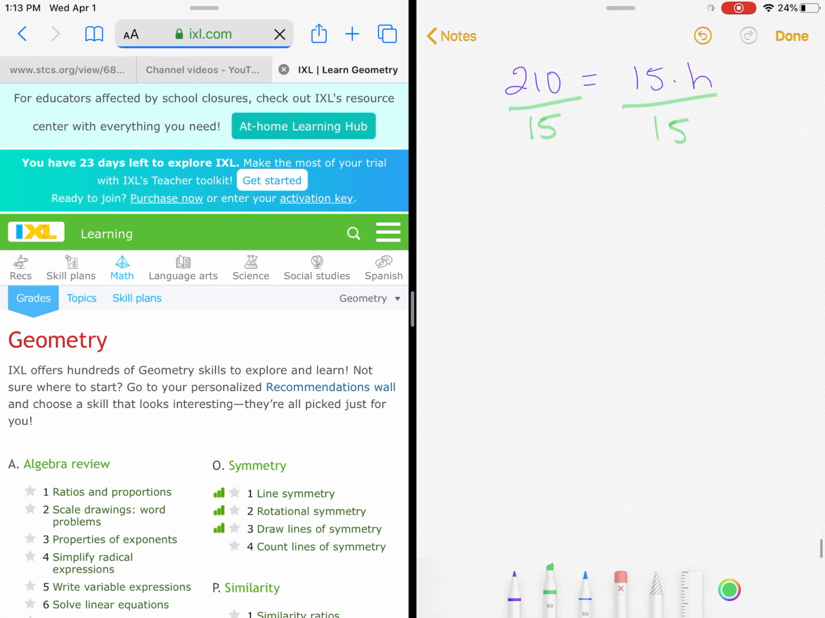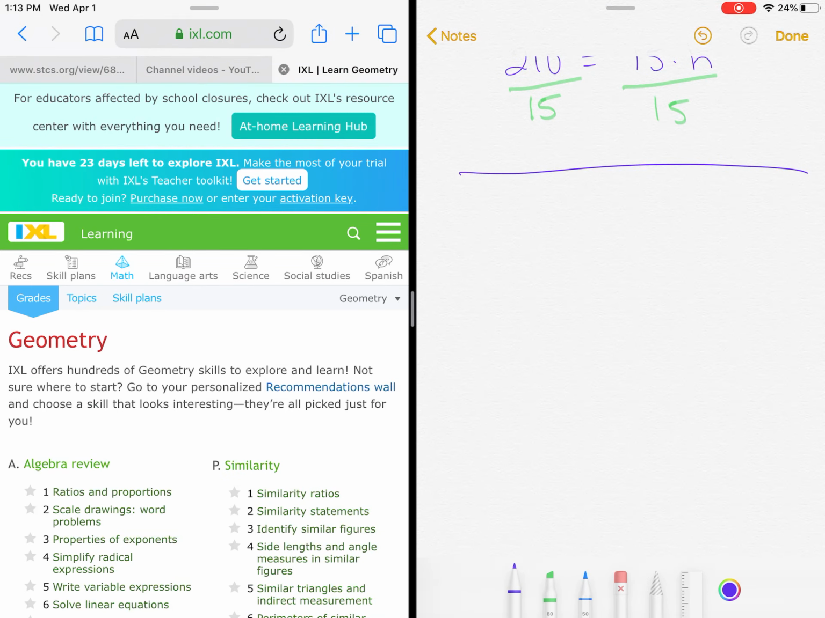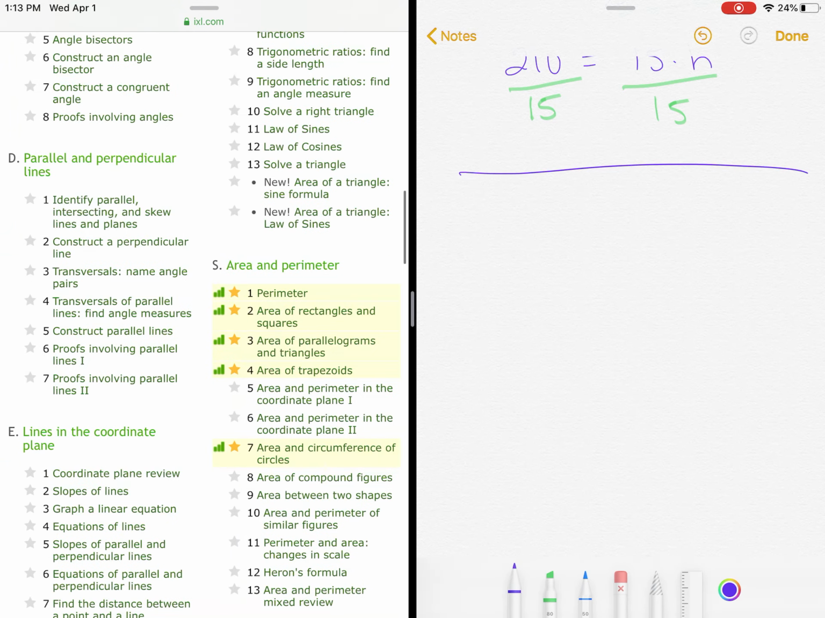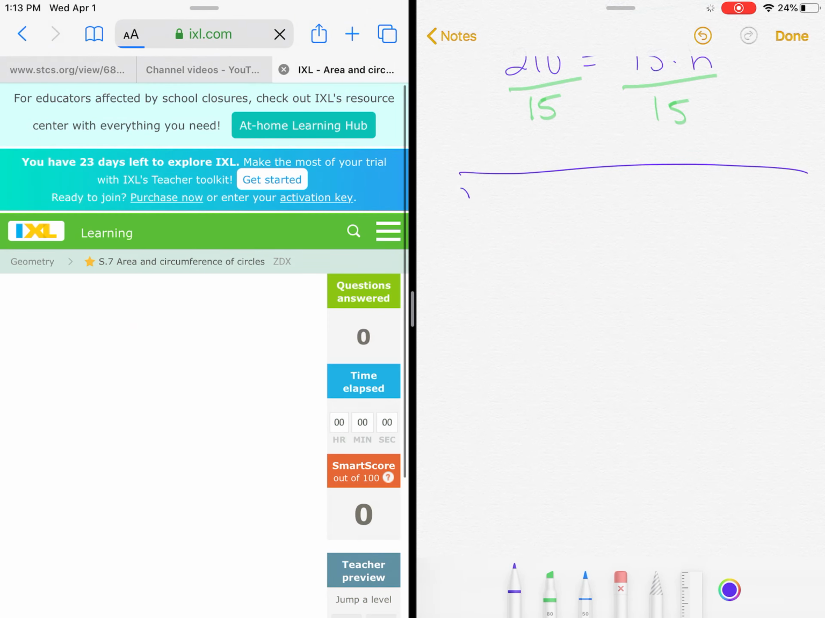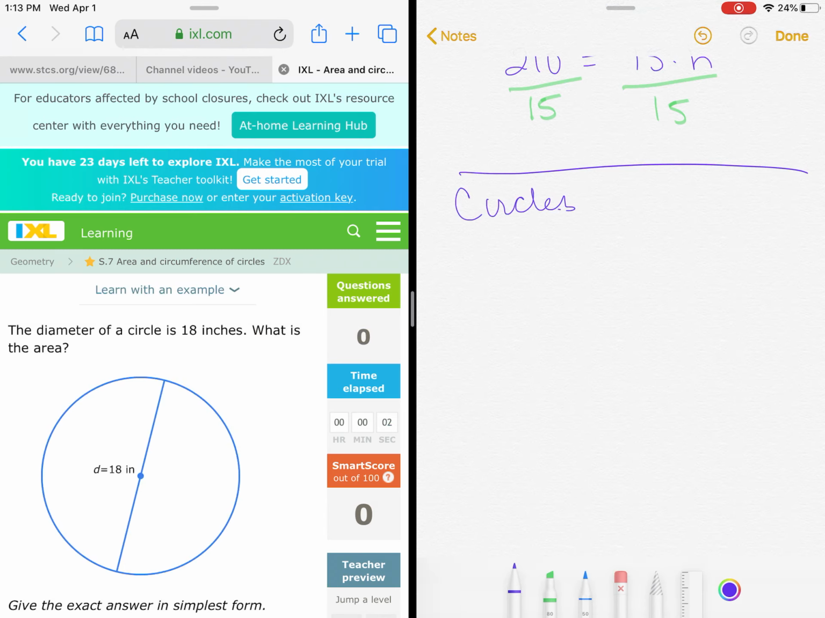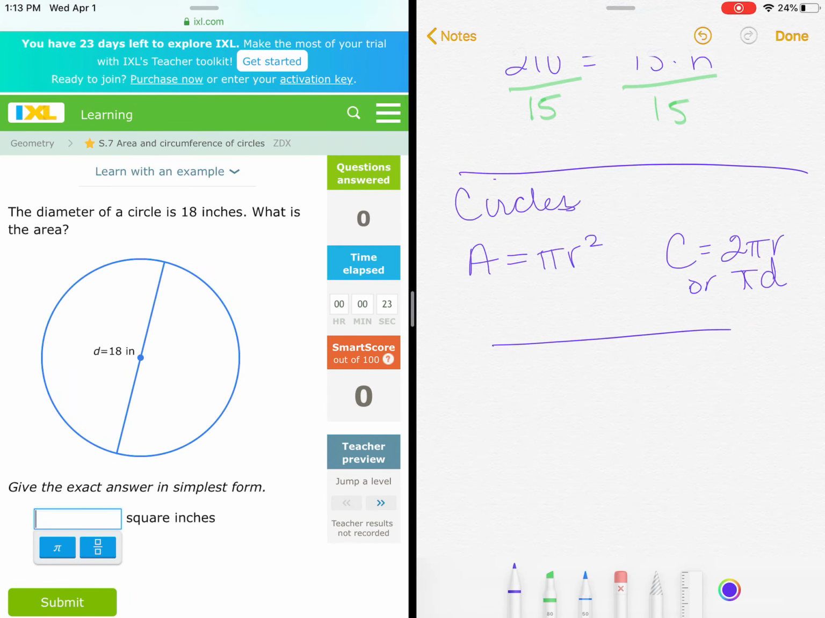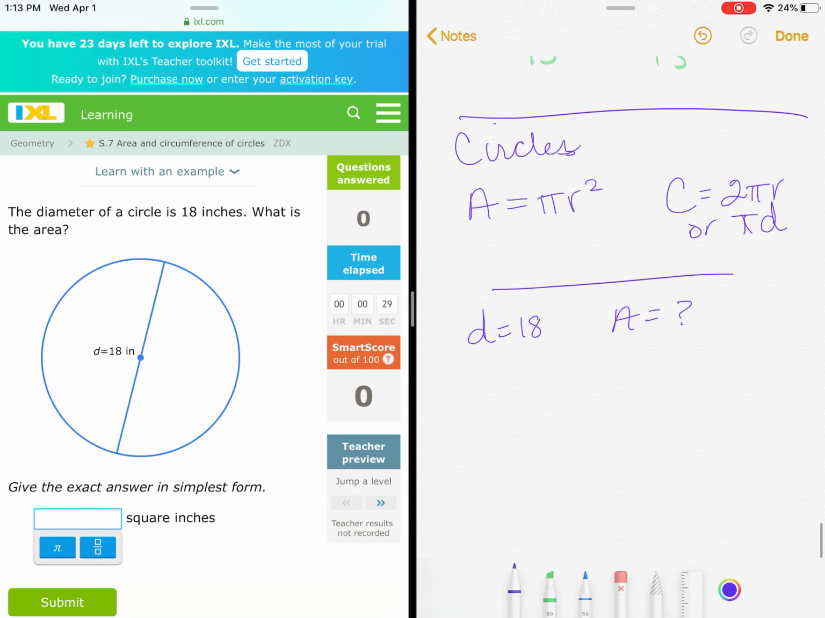All right, so the last one that we're going to look at is circles. So area and circumference. For circles, things to remember: area is pi r squared, circumference is 2 pi r, or pi times the diameter. R is the radius, d is the diameter. So here it gave me the diameter. It says the diameter is 18. What's the area? Well, to find area, I need to know the radius. So if the diameter is 18, the radius is 9.